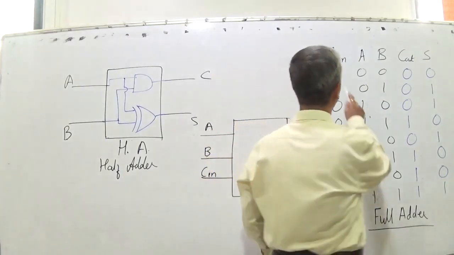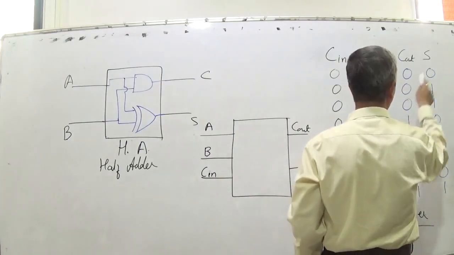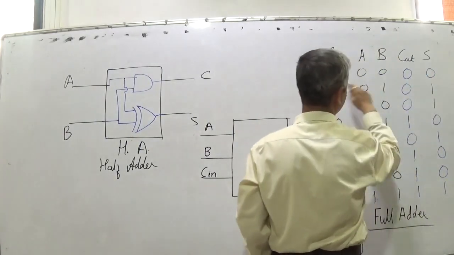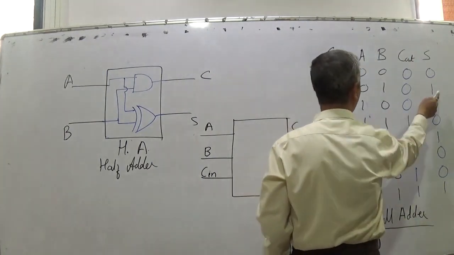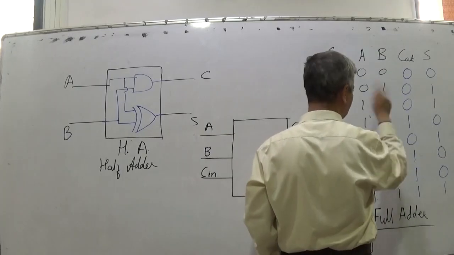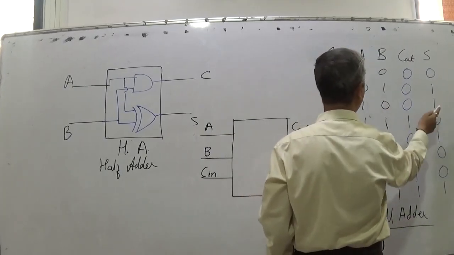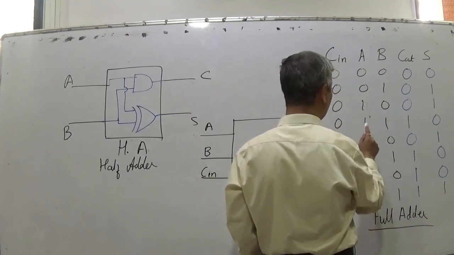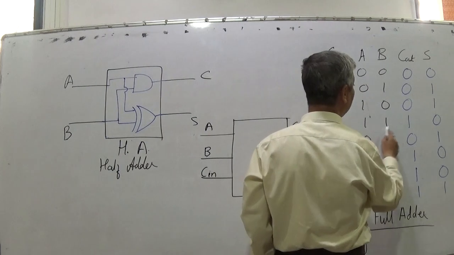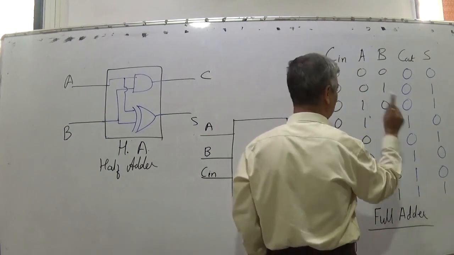So here no ones, number of ones 0, sum 0, number of ones less than 2, carry 0. Number of ones 1, sum 1, number of ones less than 2, carry 0. Number of ones 1, sum 1, number of ones less than 2, carry 0. Number of ones even, sum 0. And number of ones 2 or more, carry 1.